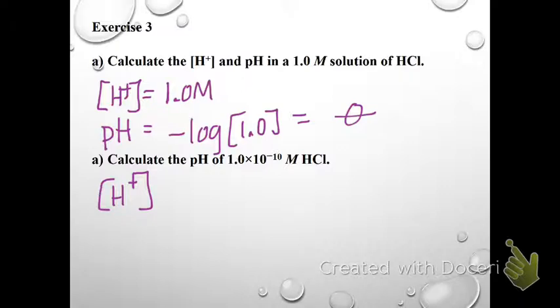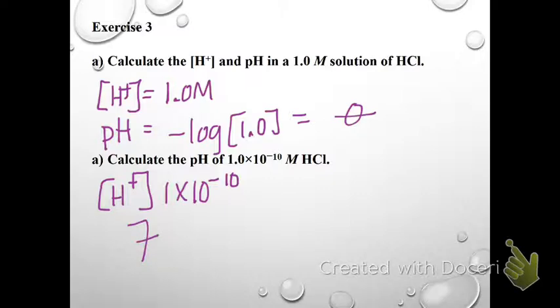Now the next one says calculate the pH of 1 times 10 to the negative 10 molar. So our hydrogen concentration is 1 times 10 to the negative 10. But it would make absolutely no sense for me to do a negative log of that and tell you the pH is 10, would it? How many of you did that anyway? Said the pH is 10. No, pH is 7.